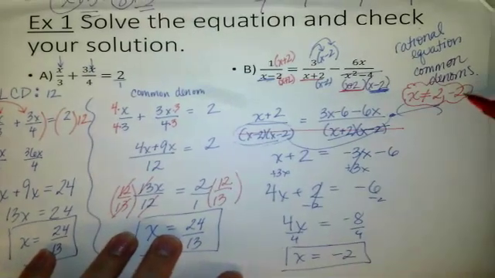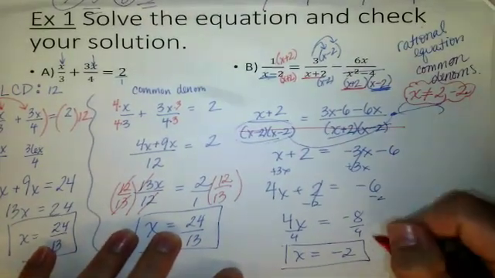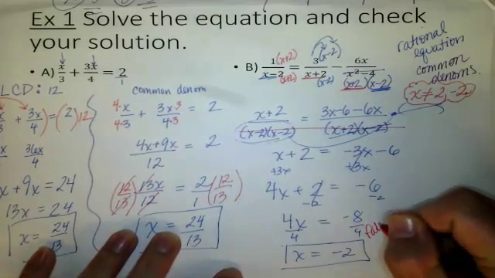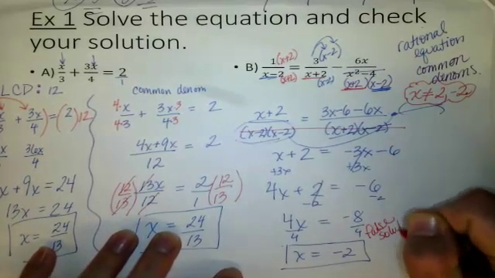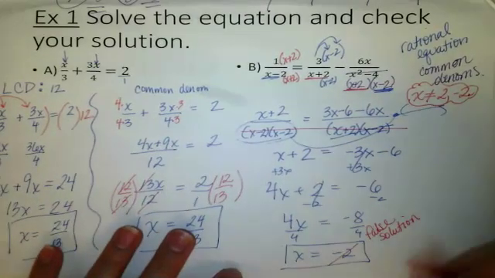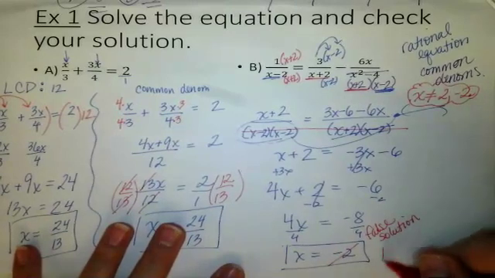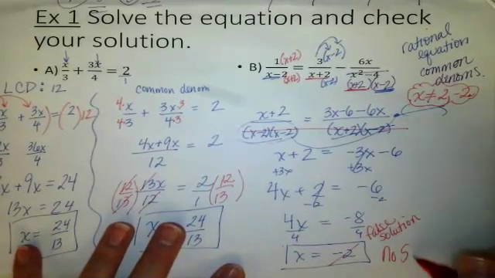It can't be negative 2. We established that on step 1. Ladies and gentlemen, this is a false solution. And it's a false solution, like a false positive. So in this case, there is no real solution.